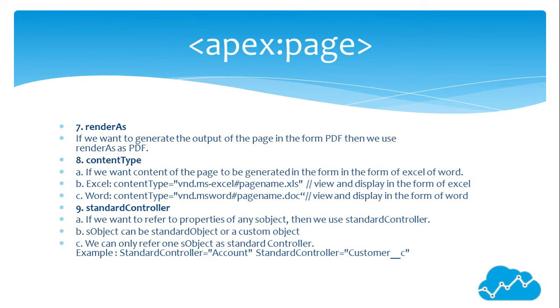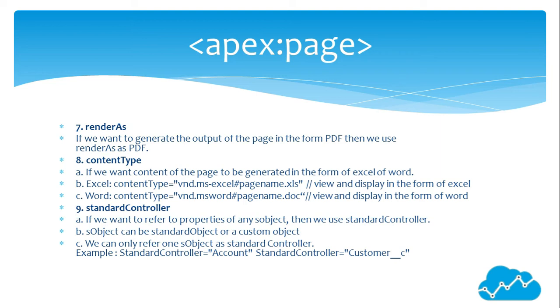Render as. If we want to generate the output of the page in the form of PDF, then we use renderAs PDF. Content type. If we want the content of the page to be generated in the form of Excel or Word: Excel content type application/vnd.ms-excel with page name .xls, to view and display in the form of Excel. Word content type application/vnd.ms-word with page name .doc, to view and display in the form of Word.